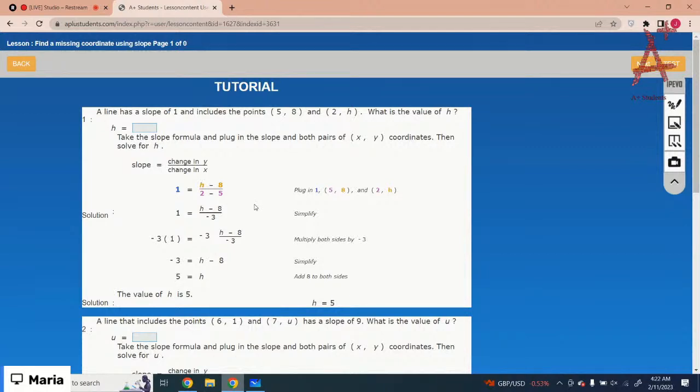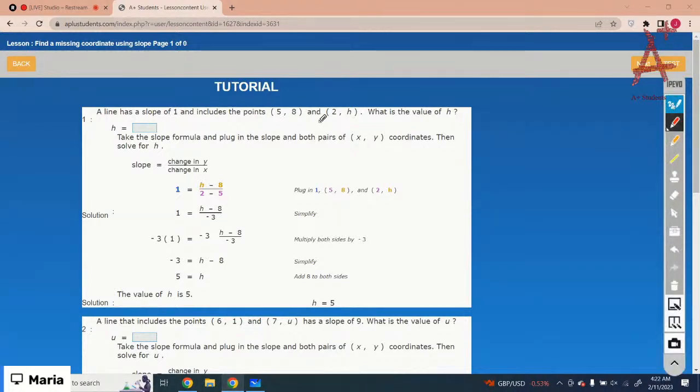A line has a slope of 1 and includes the points 5, 8 and 2, h. What is the value of h? So you have to calculate the value of h, but you have to do these questions using the slope formula. Got it? They are very easy.